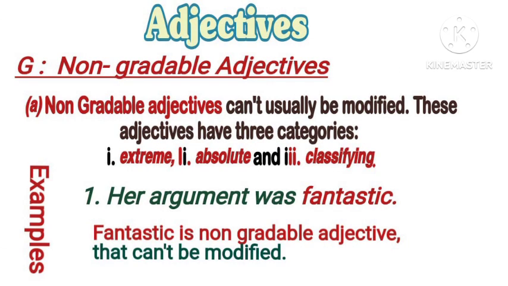Now comes non-gradable adjectives. Non-gradable adjectives can't usually be modified. These adjectives have three categories. 1. Extreme. 2. Absolute. And 3. Classifying. Example. Her argument was fantastic. Fantastic is a non-gradable adjective that can't be modified.